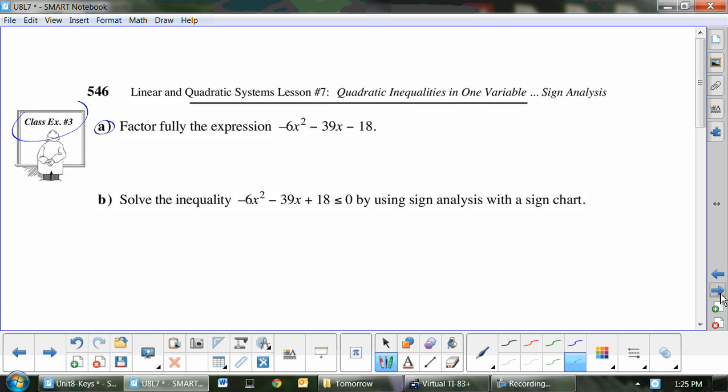So Justin, what's the first thing we do when we're factoring something? Awesome. So our GCF here is -3. 6 doesn't go into -39. So 2x squared plus 13x plus 6. And so this is still type 2 factoring now, so we need two things that add to 13 and multiply to 12. Awesome.